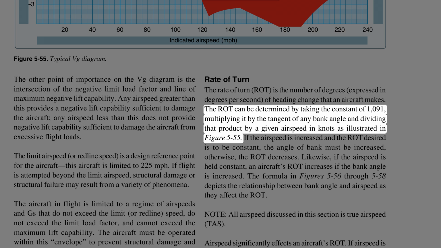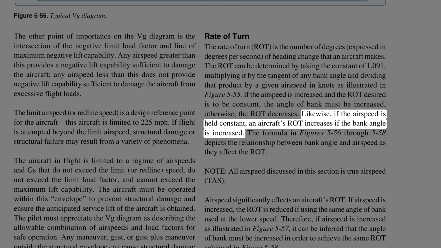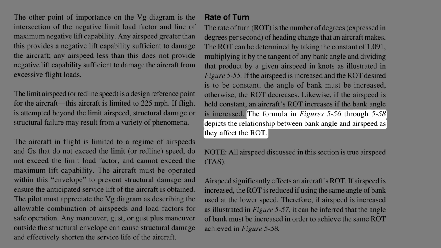The ROT can be determined by taking the constant of 1091, multiplying it by the tangent of any bank angle and dividing that product by a given airspeed in knots, as illustrated in figure 5-55. If the airspeed is increased and the ROT desired is to be constant, the angle of bank must be increased, otherwise, the ROT decreases. Likewise, if the airspeed is held constant, an aircraft's ROT increases if the bank angle is increased. The formula in figures 5-56 through 5-58 depicts the relationship between bank angle and airspeed as they affect the ROT.